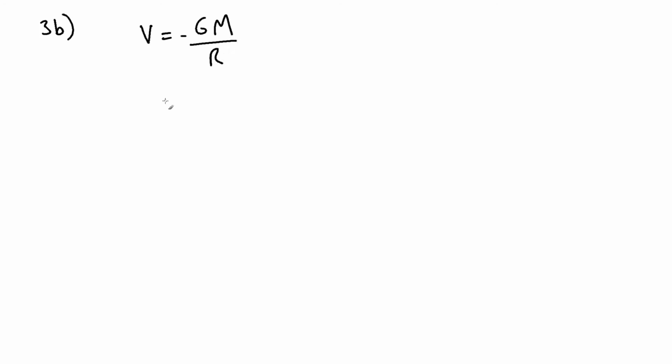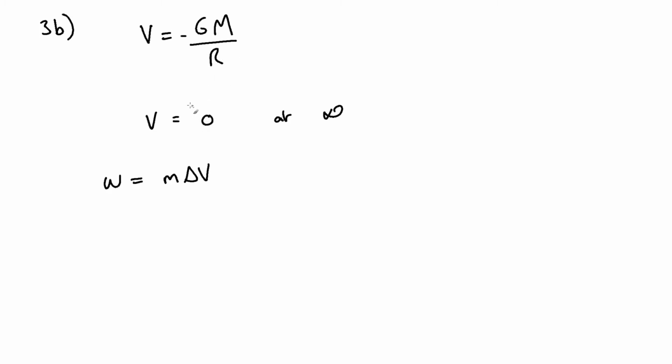And don't forget, that's the work done moving a 1 kilogram mass from infinity to that point in the field. We know that when we're an infinite distance away from this object, r is infinity, and anything divided by infinity is 0, so V will equal 0. We know the work done on our object is simply m delta V, where lowercase m is the mass of the object that we're moving between these two gravitational potentials.